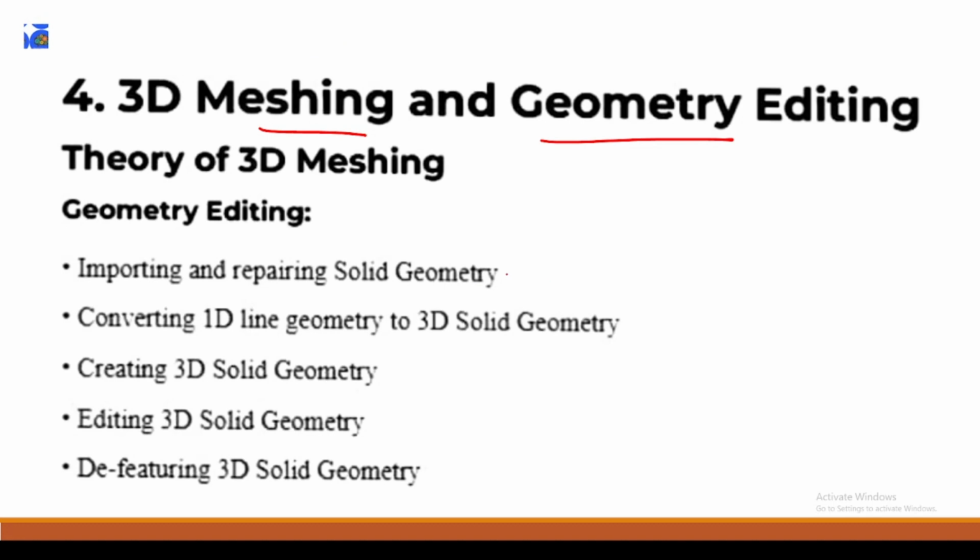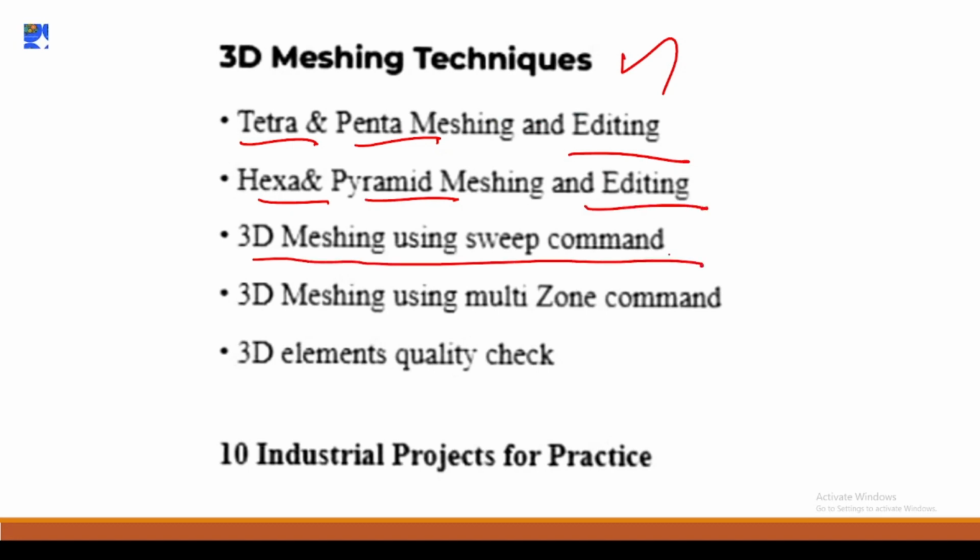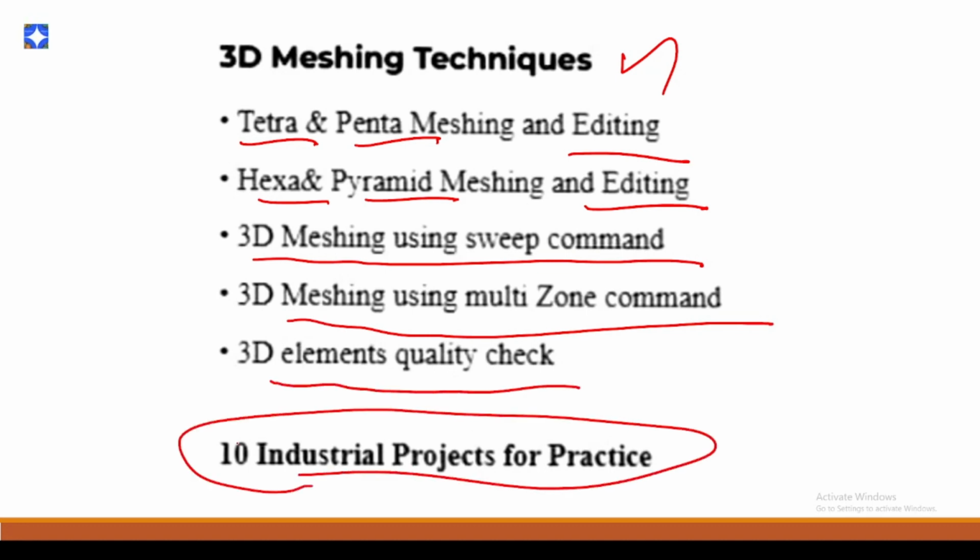Then the next one is the 3D element creation and the geometry editing, where we'll be going for importing and repairing of solid geometry, and creating solid geometry will also be given in the ANSYS software itself, and how to do the editing of the 3D solid geometry, and the defeaturing which has to be done in the 3D solid geometry. Then comes the 3D meshing techniques, where we'll be seeing tetra meshing, penta meshing, and how to do the editing, and hexa and pyramid meshing. Then 3D meshing using the sweep method, 3D meshing using the multi-zone command, and 3D meshing quality checks. Then 10 industrial projects will be given for this.